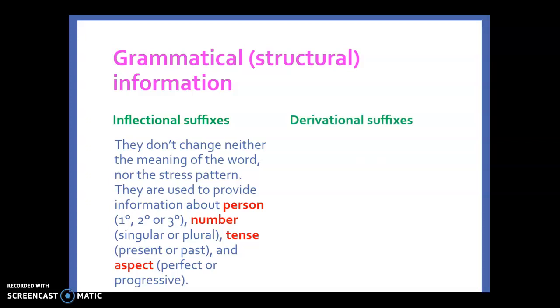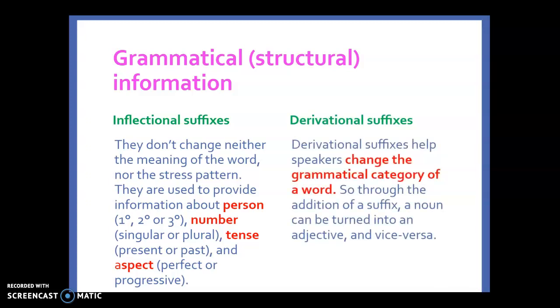Well, we can also have derivational suffixes, and derivational suffixes change the grammatical category of the word. So we can have a noun becoming an adjective or a verb becoming an adverb and so on. So by adding this particle at the end of a word, we change a word with a certain grammatical category into something different. For example, if I say beauty, I know I'm speaking about a noun, but if I say beautiful, by the addition of full at the end, we can clearly see that this noun becomes an adjective.